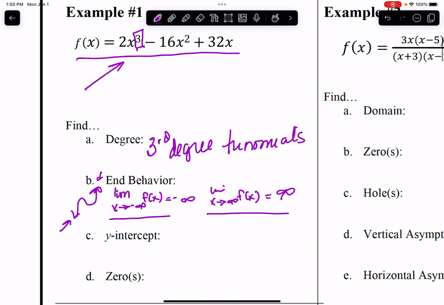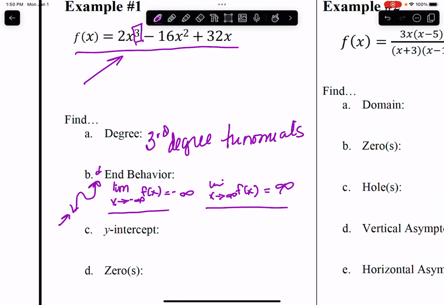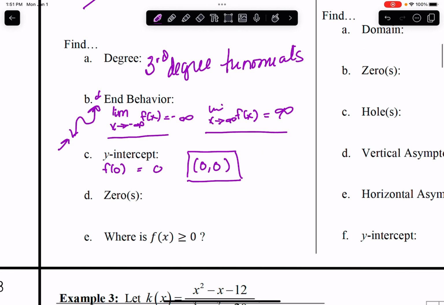Now the y-intercept is very easy. If you put f of 0 in, you get 0. So our y-intercept would be (0, 0), and that, guys, is a point. Don't just tell me the y-intercept is 0. The y-intercept should be a point, so you need to get both the x and the y value. So of course the x value is 0 and the y value happens to be 0 for this one.